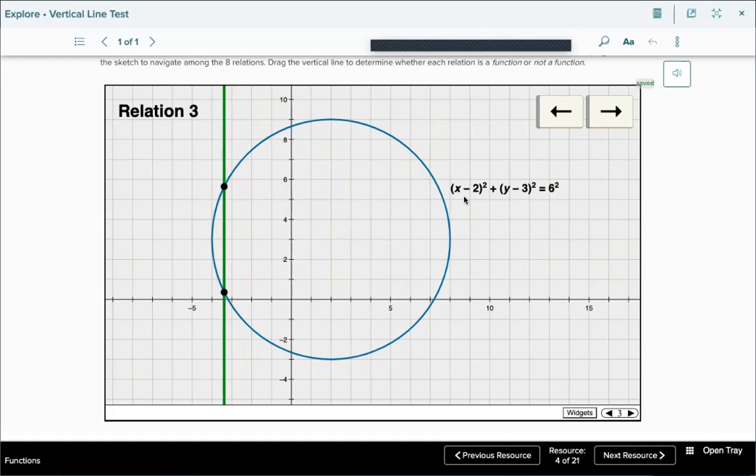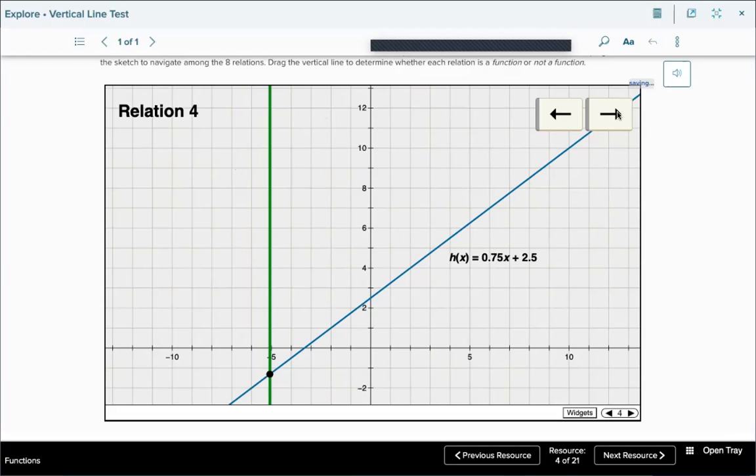And that is a perfectly normal circle that never hurt anybody. It's just not a function. It's still a circle. It's still okay. It still has value. Look at this next one, vertical line test. Is that a function? Yes.